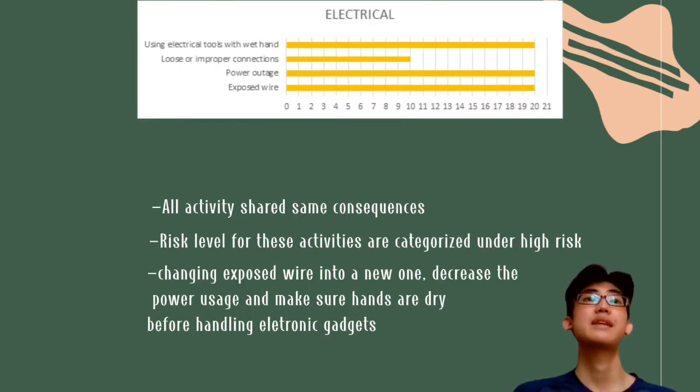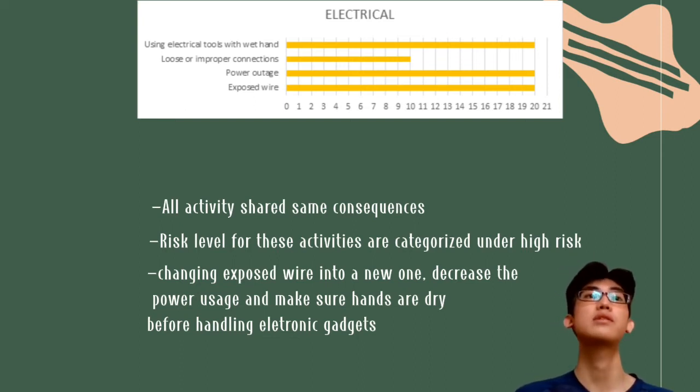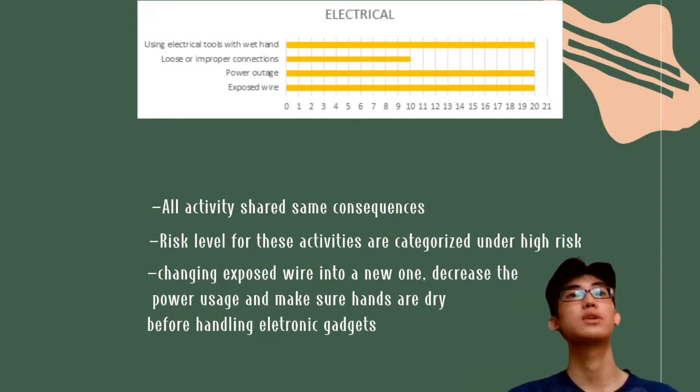All these activities share the same consequence in the electrical category, which is fatality. Since it is such a severe problem, the risk analysis indeed shows a high risk level. The chance of occurrence of this activity in the household area is listed at 4, with a great severity of 5. So the total risk calculated sums up to 20, which is categorized as high risk.